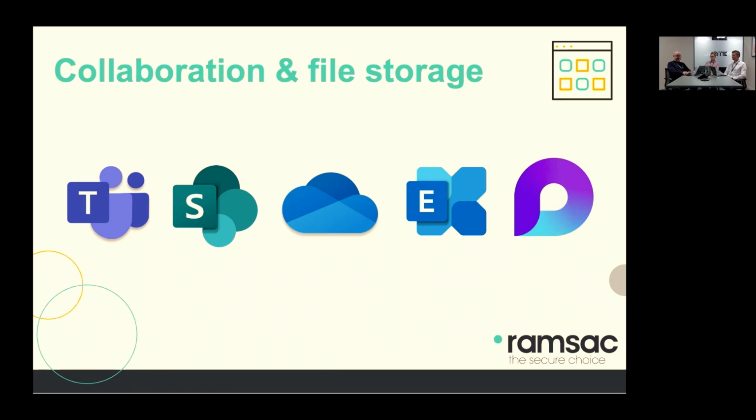The final logo, 10 points if you manage to work out what that one is. It's definitely the new kid on the block. It's Loop, a collaboration tool. It's designed to provide a canvas for real-time collaboration on emails, tasks, and documents all in one place. It's quite new, and I think we'll look to run a separate webinar over the next couple of months just to look at Loop. There's a few of us playing with it right now.